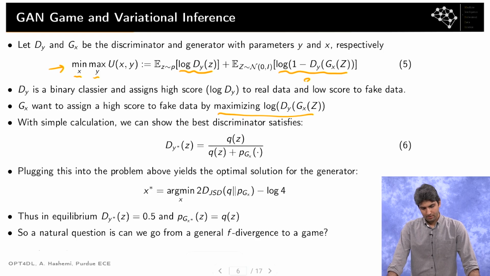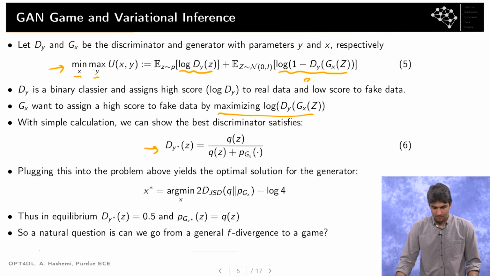If we do some simple calculation, we can find that the best strategy for the discriminator is going to be given by equation 6. The best discriminator, if you will. Okay, so what does this equation say?